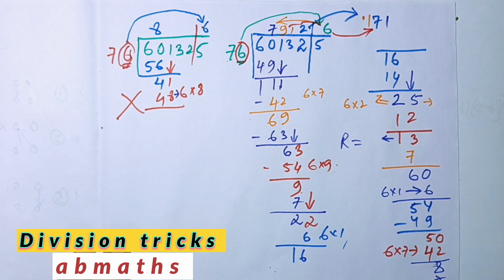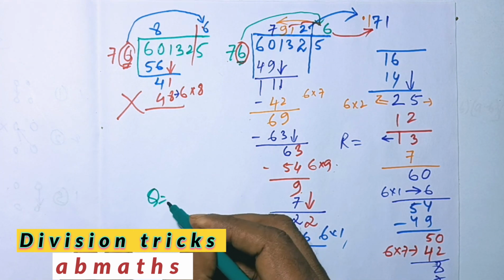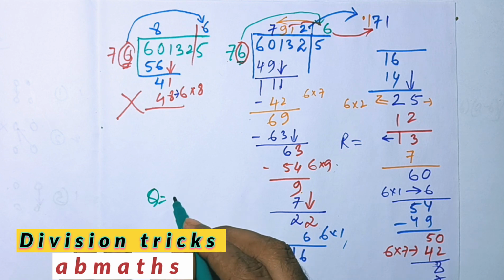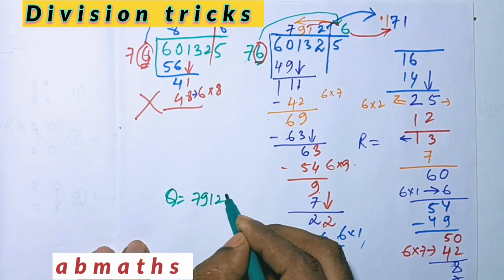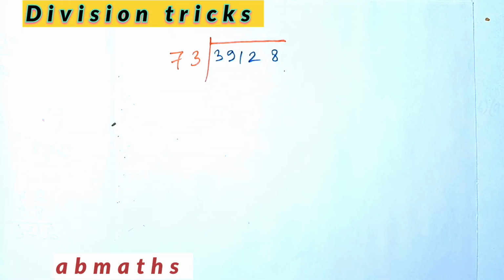So we can see the quotient: when we divide 601325 by 76, we'll get quotient as 7912.171.